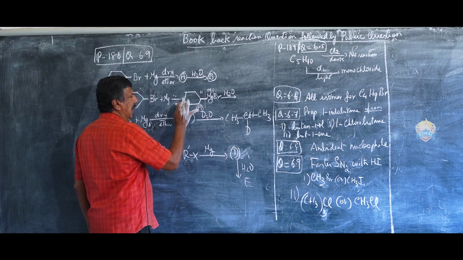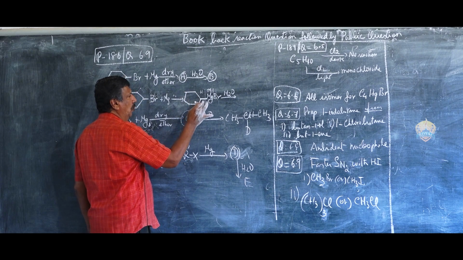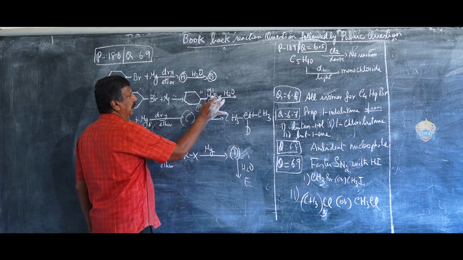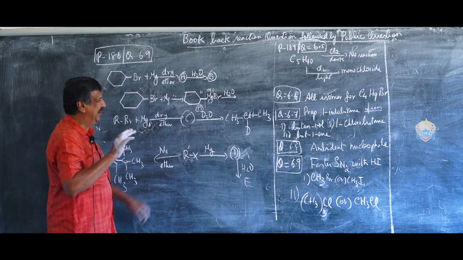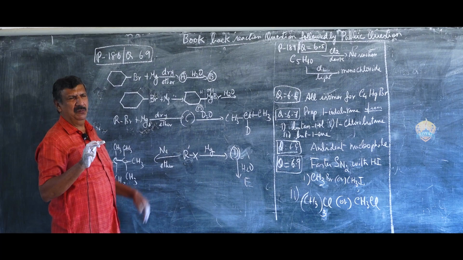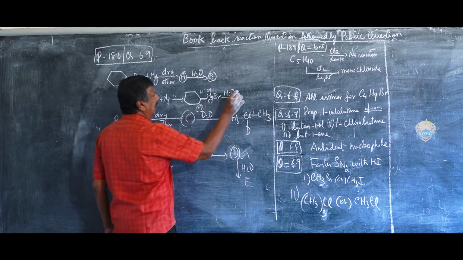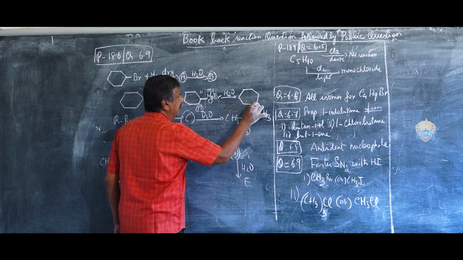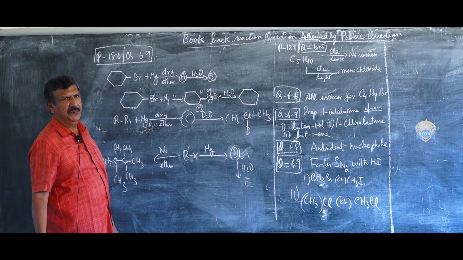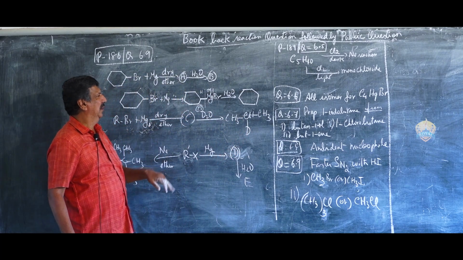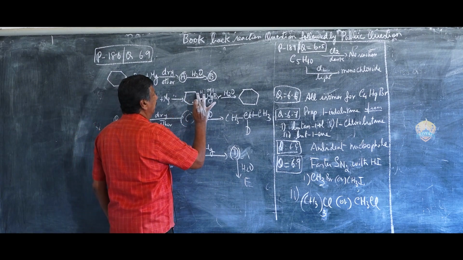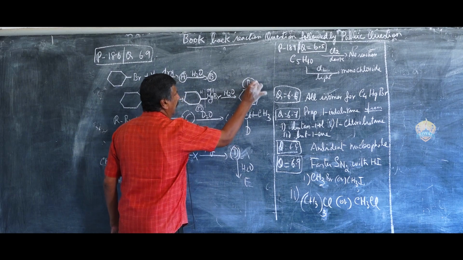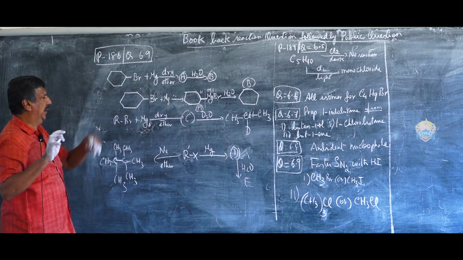The alkyl or any group will combine with H, and the MgBr will be combined with OH. This is the technique. The answer is, that's all. Very simple. This is the answer, plus MgBrOH. So this is A and this is B. Okay, this is over.